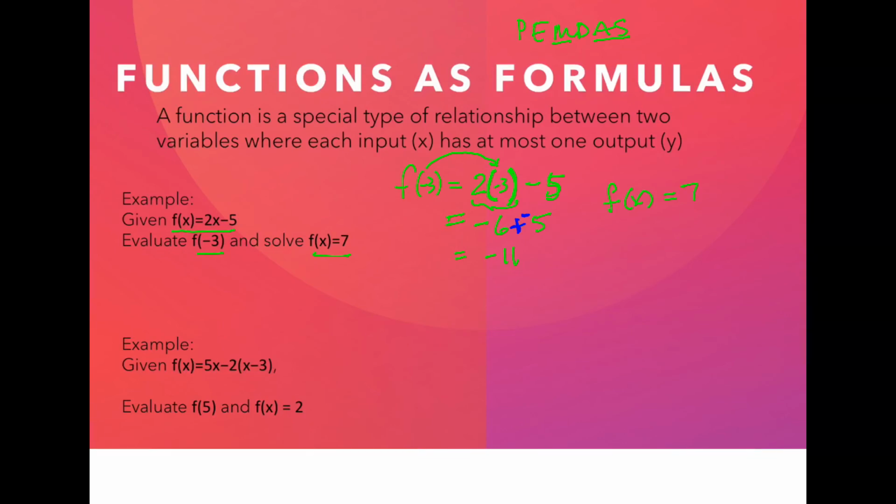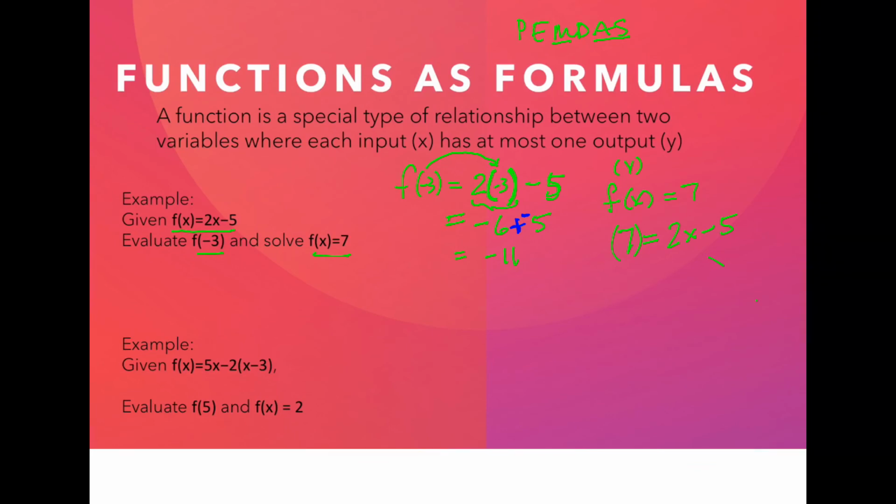So that basically is saying substitute 7 for y. So instead of f of x, I'm going to put 7 in its place. So I substituted that out, and now we have to solve this for x. In other words, we want to get x by itself.